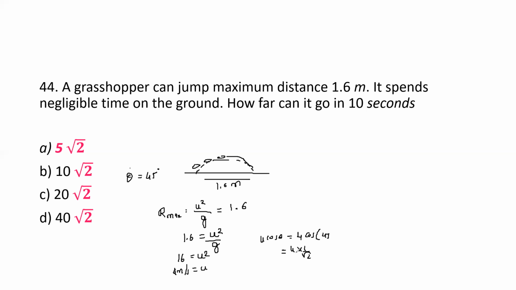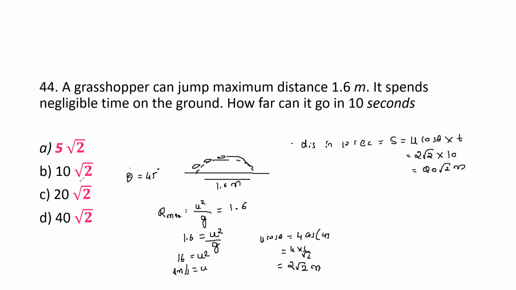So this is 4 into 1 divided by root 2. This 4 can be written as 2 into 2, and 2 can be written as root 2 into root 2. So root 2 will get cancelled. Therefore, you will get 2 root 2. That is the horizontal component. Then next, the distance covered in 10 seconds is equal to u cos theta into time t. u cos theta value is 2 root 2 into time, which is 10. This is equal to 20 root 2 meters.